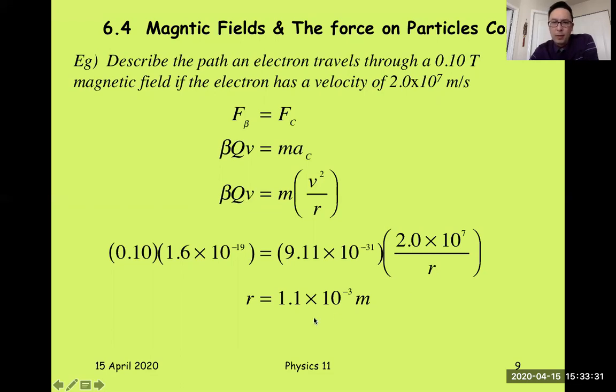Turns out it's 1.1 × 10⁻³ meters, or 1.1 thousandths of a meter. Right, I guess that's 1.1 millimeters. Very small circle, okay? But it's a small particle, and it's traveling at extreme speeds. Okay, so particles moving in a magnetic field. They can be captured into circular paths based on the fact that as soon as they enter the field, the magnetic force on it causes it to change direction. When the direction changes, the direction of the force changes with it, and that causes it to be pointing towards the center of a circular path.